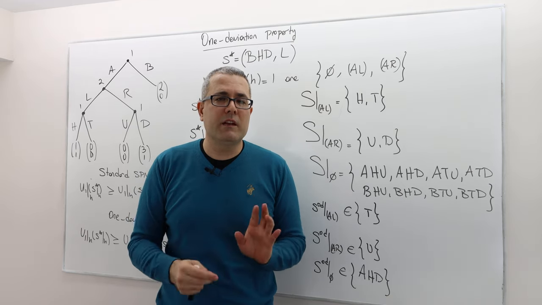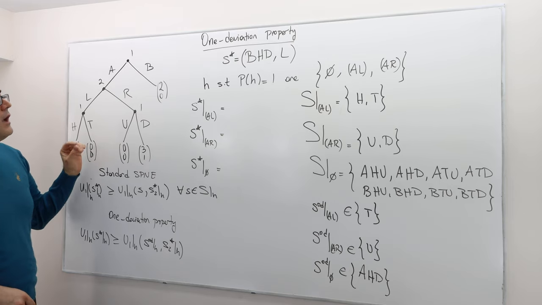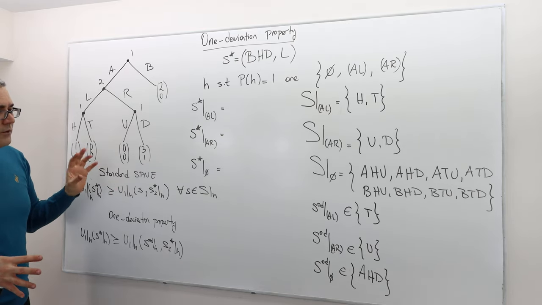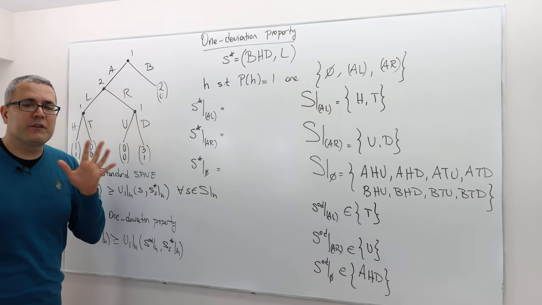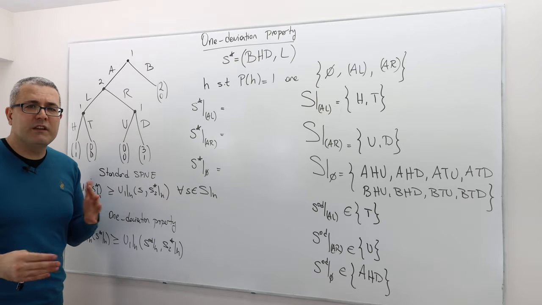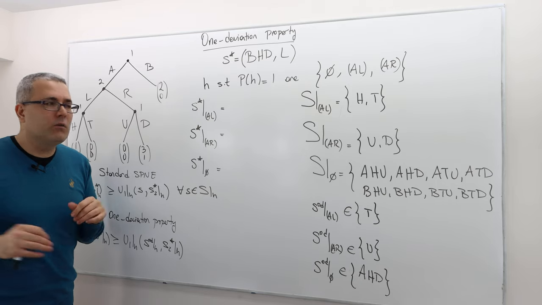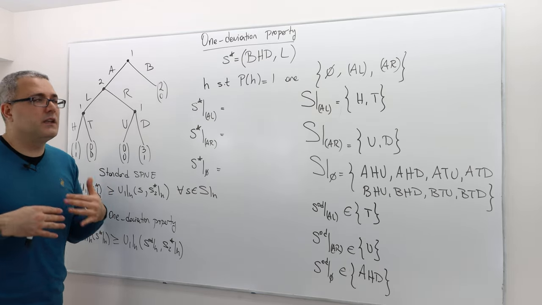Okay, so here is the same example we previously worked on. I already filled in some parts of it. What I would like to show is the difference between the standard subgame perfect Nash equilibrium requirement versus the one deviation property requirement. And hopefully you'll see how this one deviation property makes our life easier.